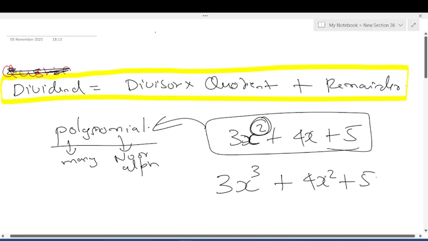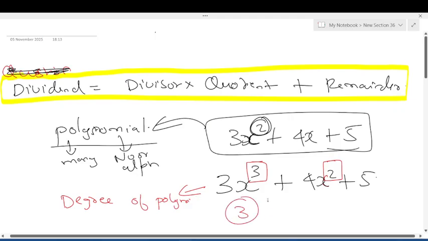When it comes to degree, degree is the number present on top of the alphabet. Which one has greater degree here, 3 or 2? 3. So that you have to mention. Whenever they give you a question, they'll ask what is the degree of this polynomial. Remember this. The answer is 3, the highest degree. That is known as the degree of a polynomial.